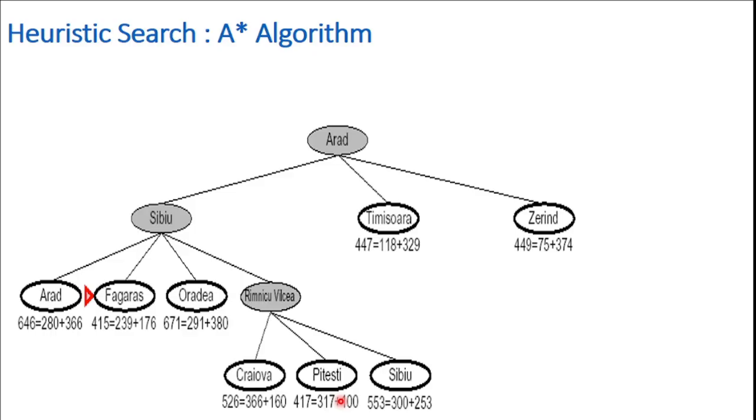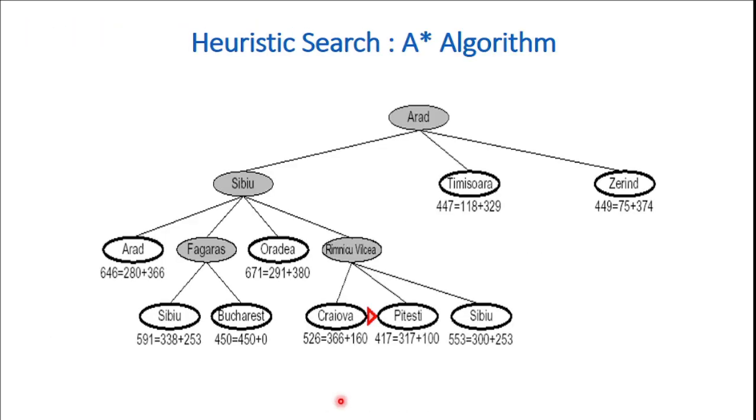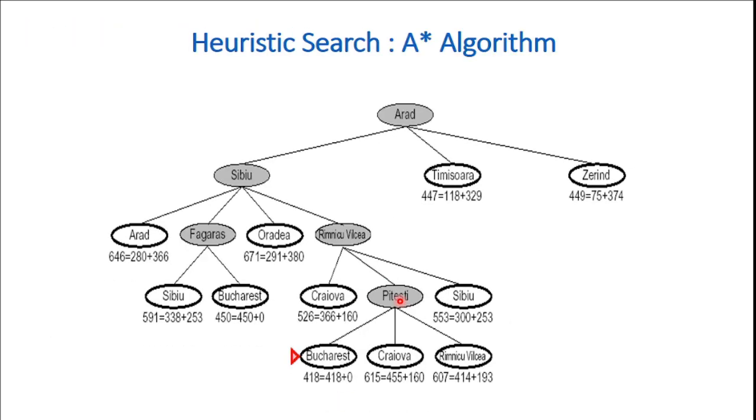Now if you explore Pitesti, you will get Bucharest, Craiova, and Rimnicu. The Bucharest value is 418, from Craiova the actual value is 615, and Rimnicu the actual value is 607. In this, which one is least? 418 is the least. So how does your A-star algorithm travel? From Arad, Sibiu, Rimnicu, Pitesti, and Bucharest.